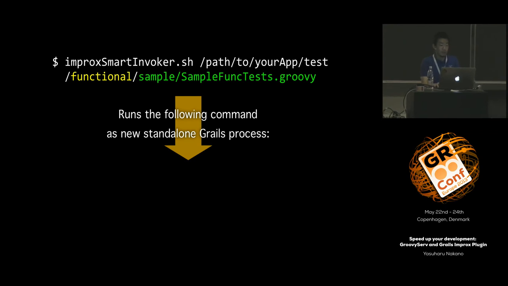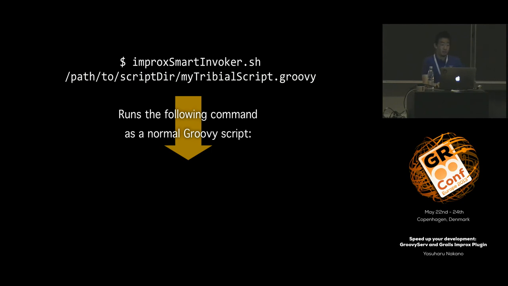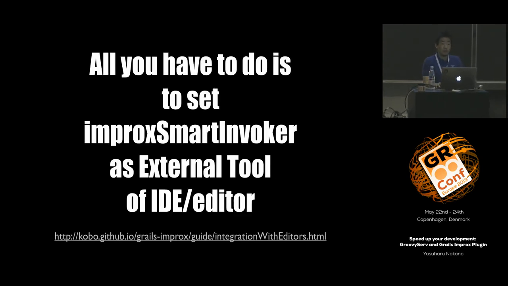Next, in case of a file and the test functional directory, Improx Smart Invoker runs this Grails command as a new standalone Grails process. It's because functional tests don't work well in interactive mode at present. In other cases, Improx Smart Invoker tries to run it as a normal Groovy script. In addition, if you install GroovyServ, the Groovy client command is automatically used instead of a normal Groovy command. So to make the best use of the Improx plugin, all you have to do is to set the Improx Smart Invoker script as an external tool of your IDE or editor.